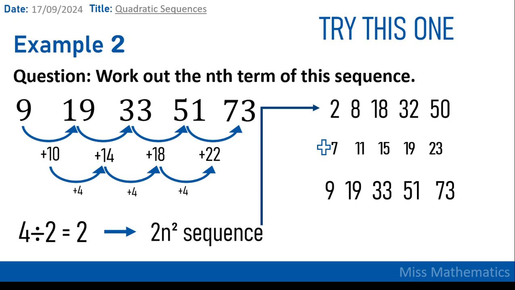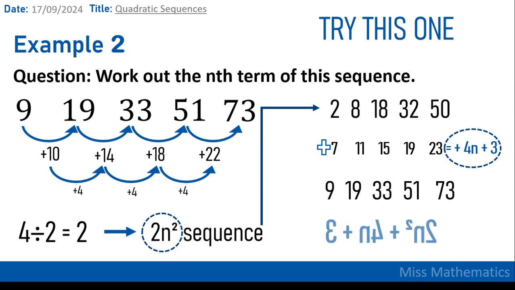And if you remember from before, this forms a sequence in itself. This is the 4n plus 3 arithmetic sequence. So now we get the two components we found, the 2n squared and the 4n plus 3, and we can combine these together and we get 2n squared plus 4n plus 3. This is the nth term of the quadratic sequence 9, 19, 33, 51 and 73.